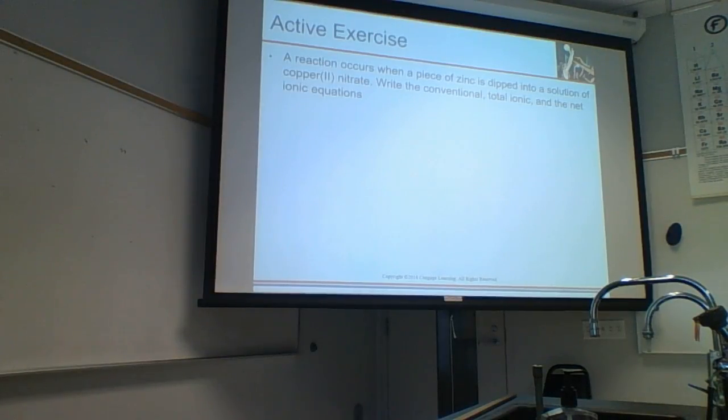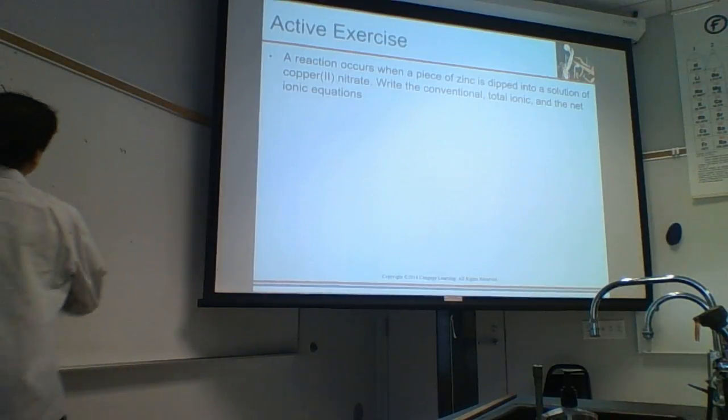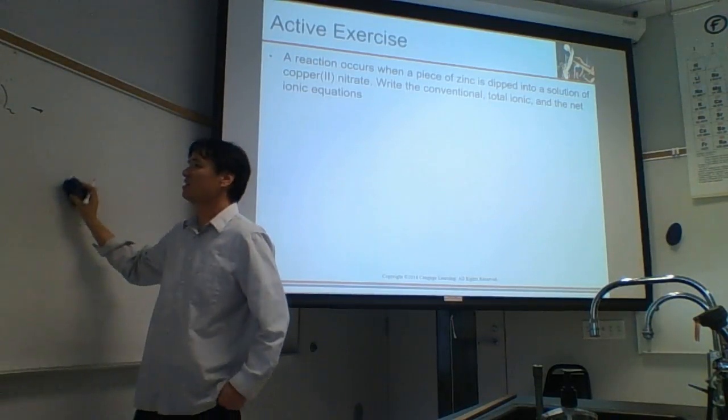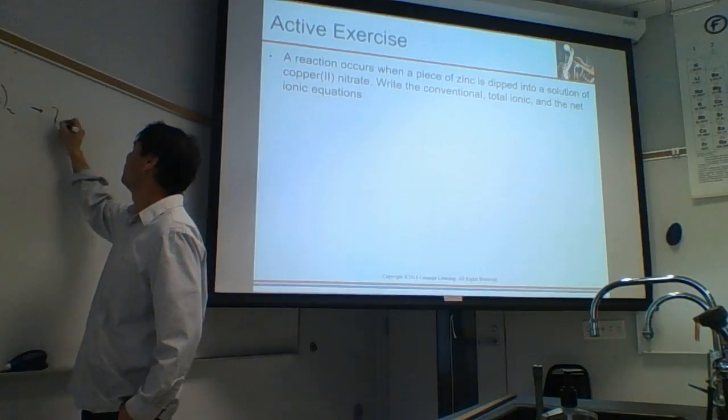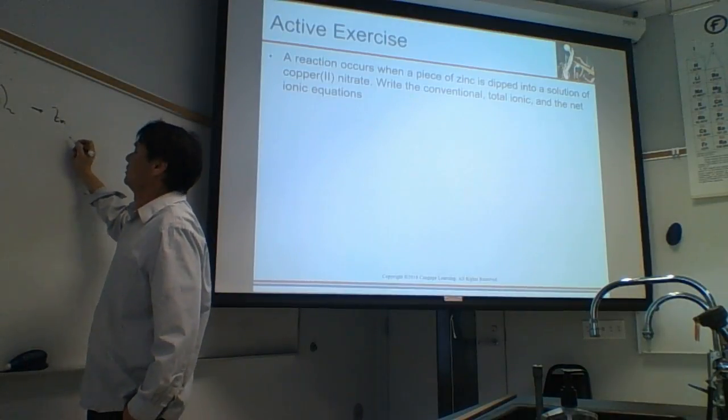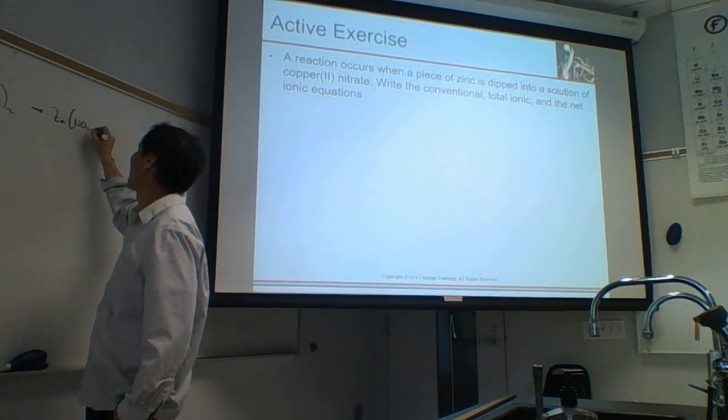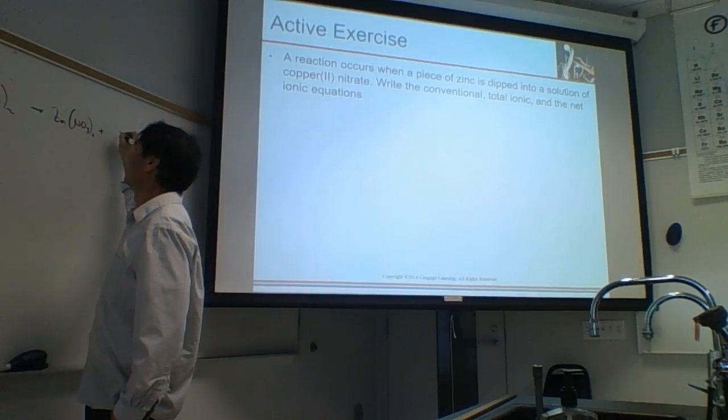Zinc metal is Zn solid. Copper(II) nitrate is what? Cu(NO3)2. Okay, if I follow the A plus BX pattern, this should yield what? AX? Yeah, zinc is what charge? 2 plus. So it's going to be zinc nitrate and copper metal.